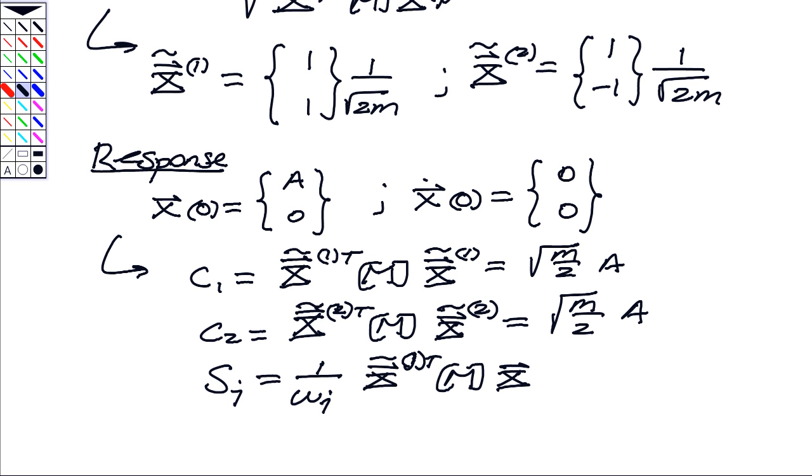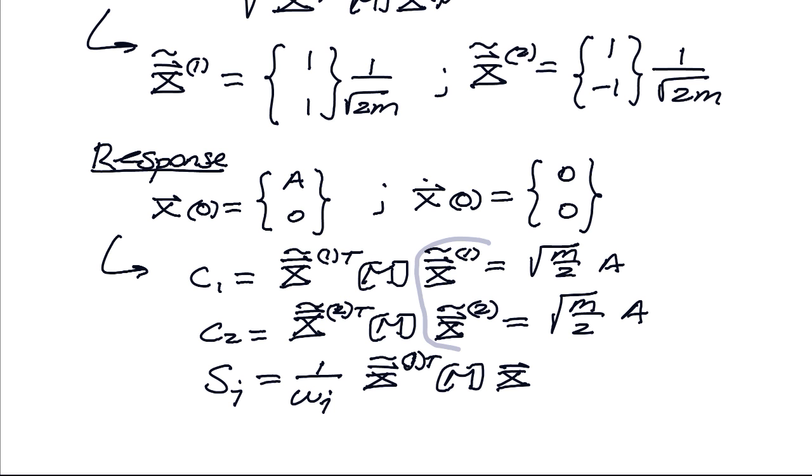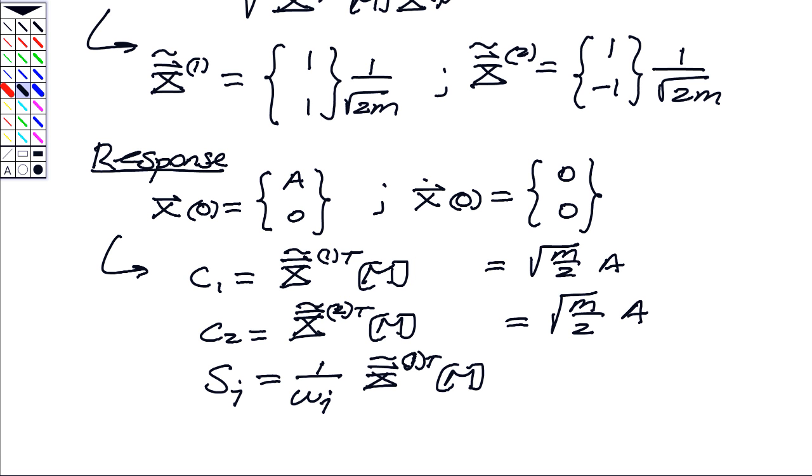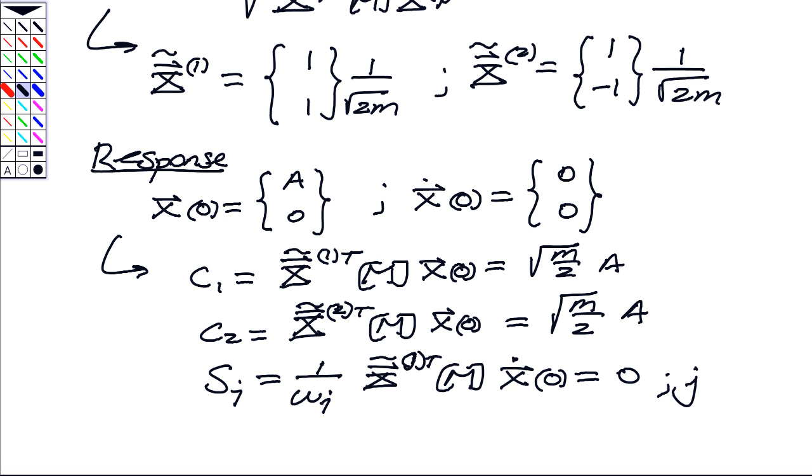post-multiplied by, it looks like I got carried away here. All of these here should be reflecting on the right-hand side my initial conditions. So let's make the correction here. This should be the initial displacement x. This is the initial velocity. And since the velocities are both zero, so do our response coefficients.